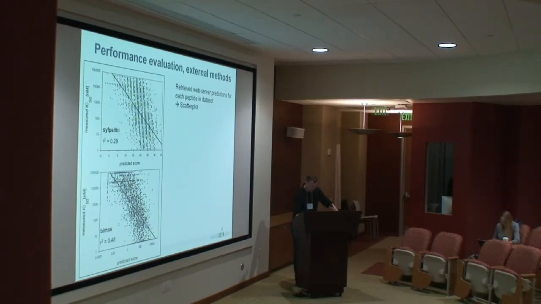The next, actually most classic method is this BIMAS that was developed in 1994, which does a linear regression essentially, and which predicts half-life of binding. And you see there also is a correlation with the measured affinity.